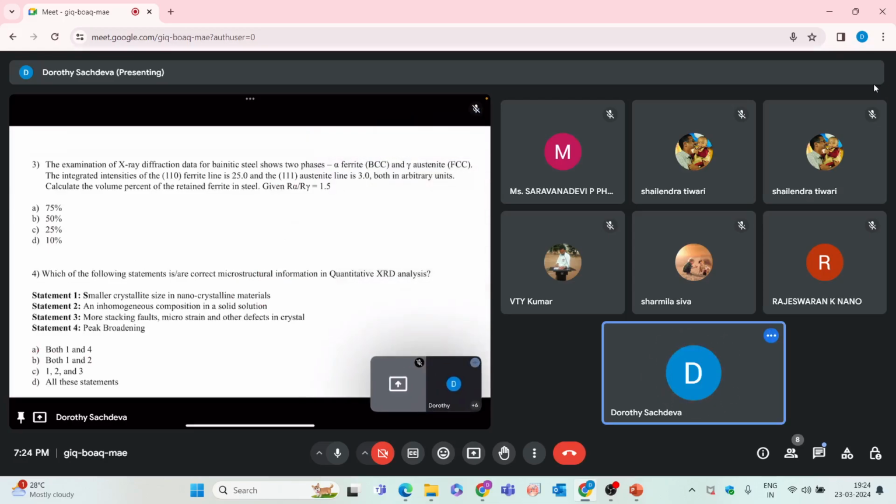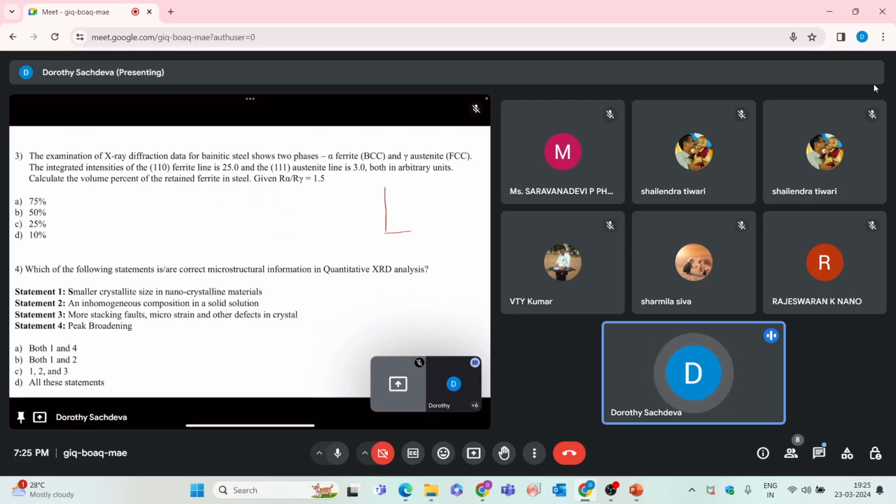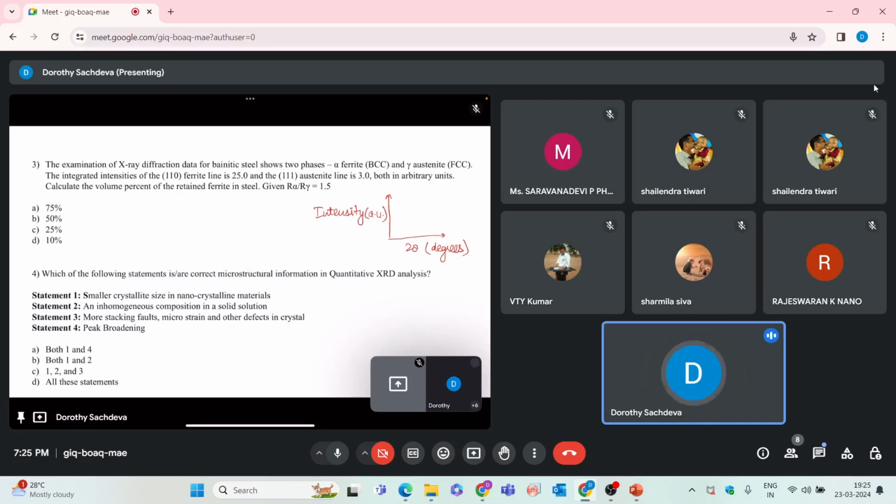Question number 3 says the examination of X-ray diffraction data for bentonic steel shows two phases, alpha ferrite BCC and gamma austenite FCC. The integrated intensities of 110 ferrite line is 25 and the 111 austenite line is 3, both in arbitrary units, because intensity doesn't have any units of its own. Whenever we plot an XRD, on the x-axis we write 2 theta, which we generally represent in degrees, and on the y-axis we represent intensity. In bracket we'll write AU. AU means arbitrary units.